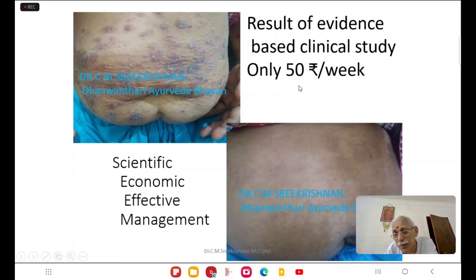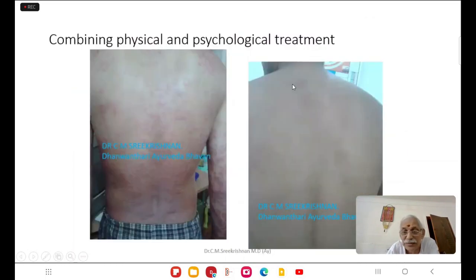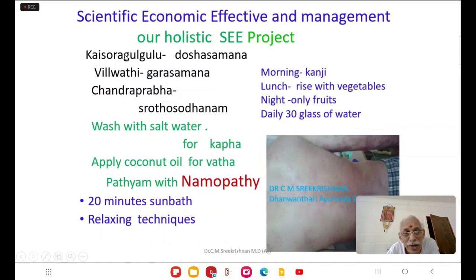Here only 50 rupees will come for this medicine. Normally in Kerala Kaishora Guggulu is 2.5 rupees, but you can purchase it for 1 rupee 70 paise from other places. You can get it from North India, Himachal Pradesh, Himachal Pharma or other pharmacies. Only 75 paise for Kaishora Guggulu, 50 paise for Vilvadi Gulika, 1 rupee for Chandraprabha.